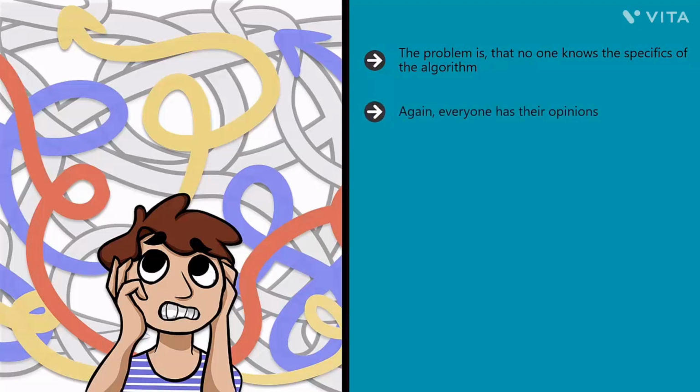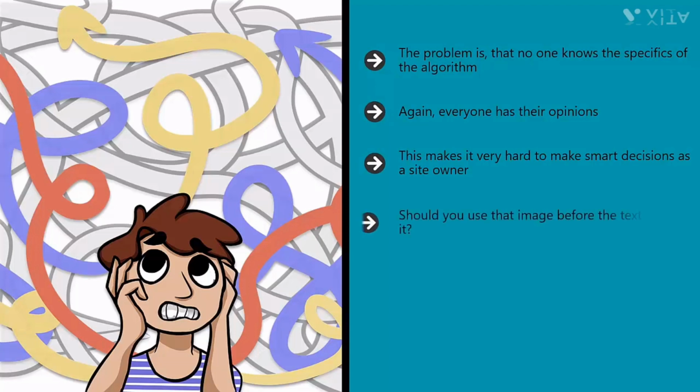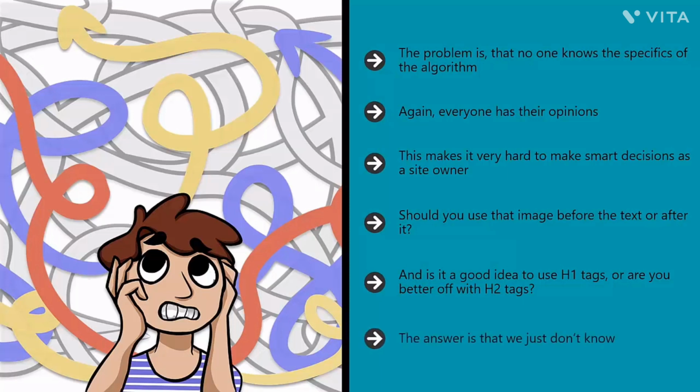Again, everyone has their opinions. This makes it very hard to make smart decisions as a site owner. Do you include more keywords in your articles or not? Should you use that image before the text or after it? And is it a good idea to use H1 tags, or are you better off with H2 tags? The answer is that we just don't know. And for that reason, the best option is to run A/B tests, the other term for split tests, in order to see which changes positively affect your search ranking and which do not.